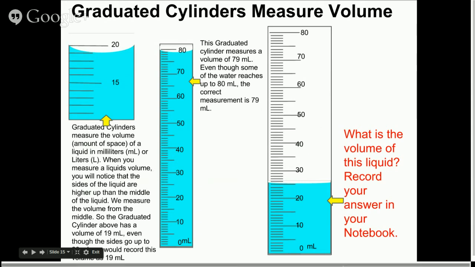And for this one, I want you to try it on your own. It looks like it goes up to 26, but the bottom of it is on 25. So write your answer in your notebook. Go ahead and pause it.